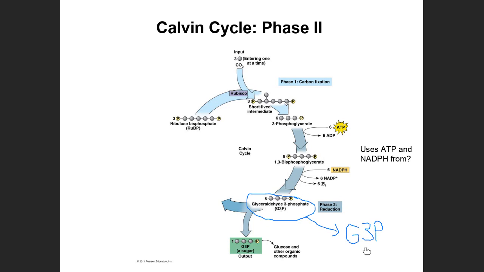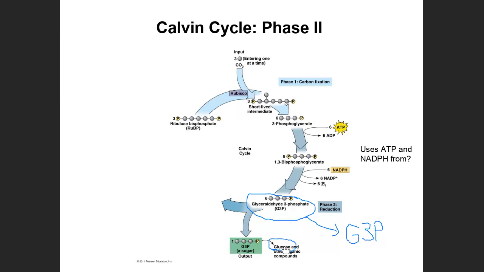Of these 6 molecules of G3P, on average, 1 will actually exit the Calvin cycle and be converted to glucose. Now it says glucose and other organic compounds, and I have a lot of students that for whatever reason don't get what it means. G3P is directly converted to glucose. It's the glucose that's used to create other organic compounds. That's the way we normally put it.